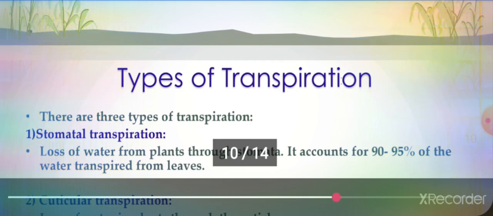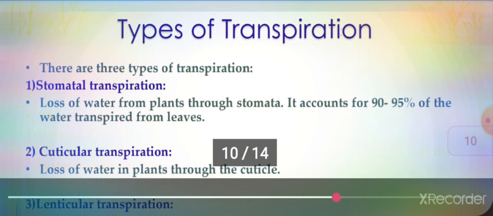What are the different types of transpiration? There are 3 different types of transpiration. Number 1 is called stomatal transpiration. What do you mean by that? The loss of water in the form of water vapor through stomata.